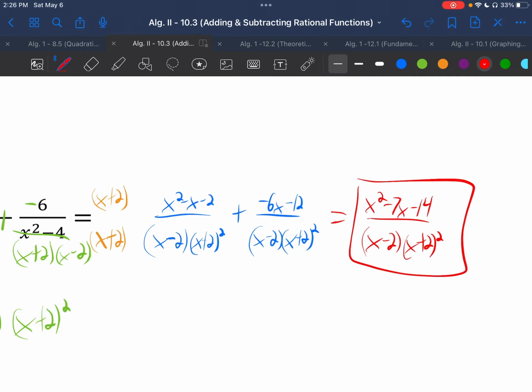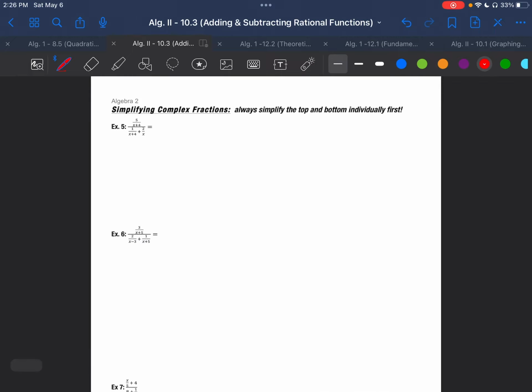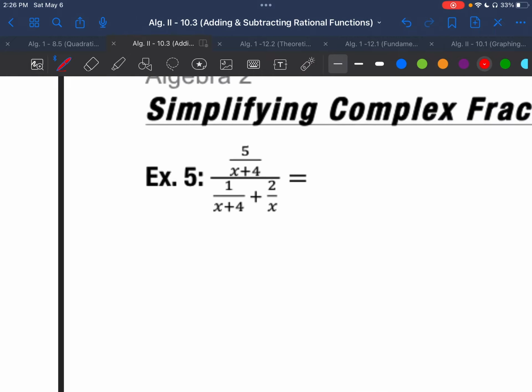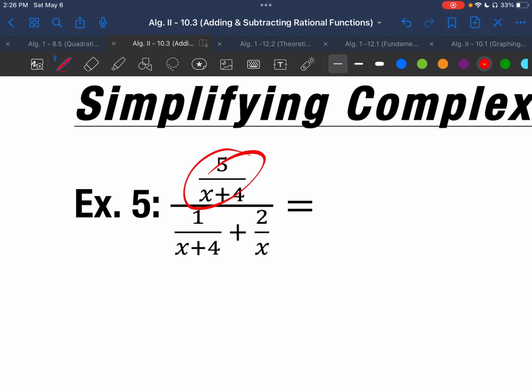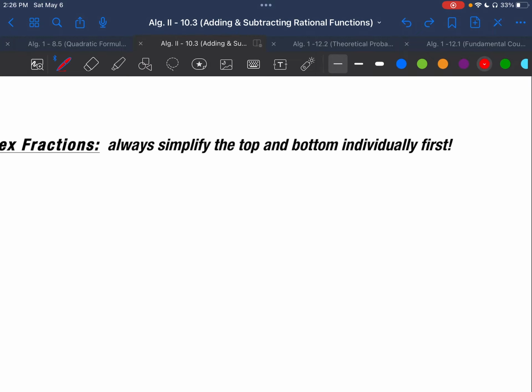All right, moving on to example 5. Complex fractions. So this is what I often call double-decker fractions. There's a fraction on the top and the bottom. Now this is really complex here because we have to combine like terms on the bottom of a fraction, two other fractions. So good hint, always simplify the top and the bottom individually first.